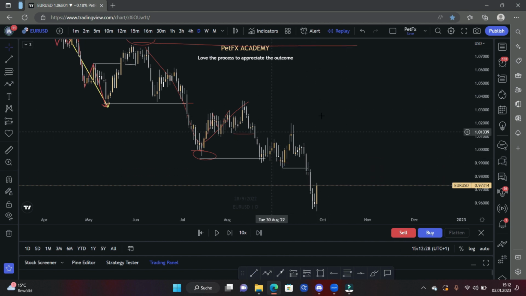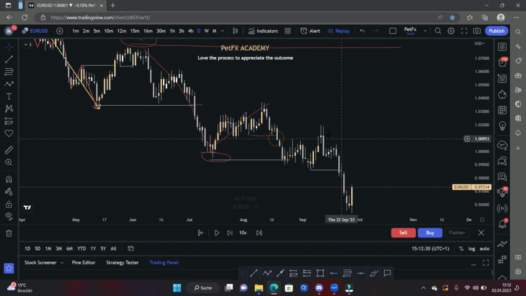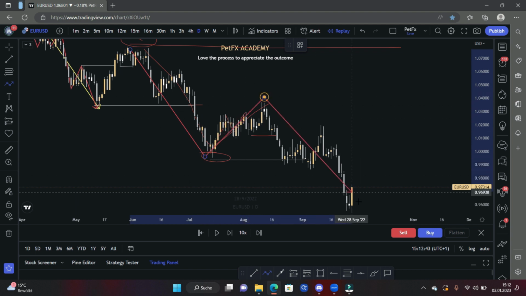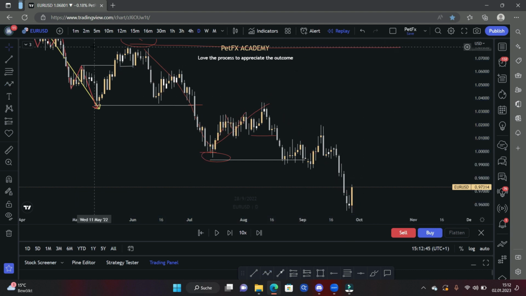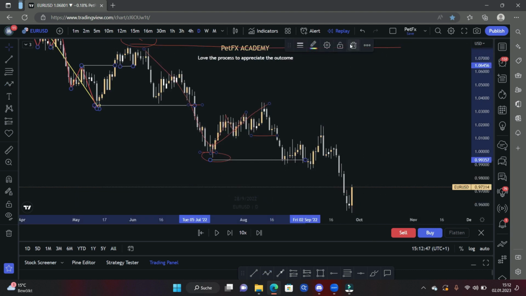This was a kind of hard one to read because price didn't really create a lot of inner structure. So this is something I wouldn't consider as a real pullback. So for me, it would be really from here to here to here to here. Let me just delete all the mess here.